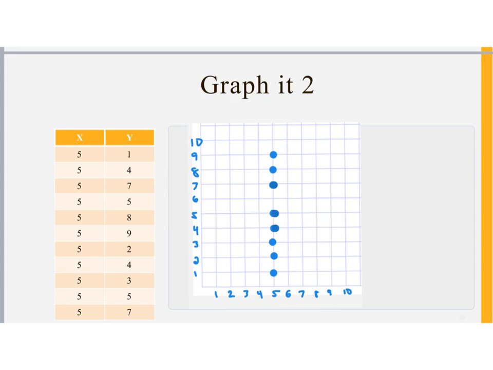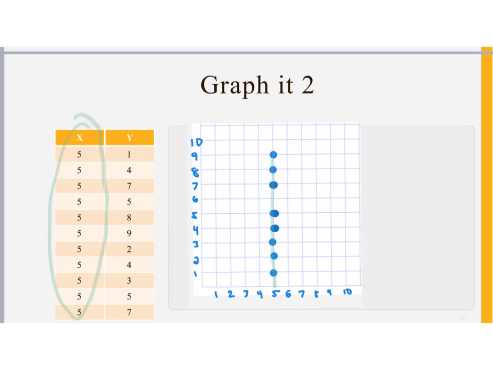Because it is perfectly vertical, this indicates that I have a constant. The constant here is the 5 for X. So X is a constant. It does not vary. So for this reason, we cannot find a correlation here, and we can't talk about strength or direction.